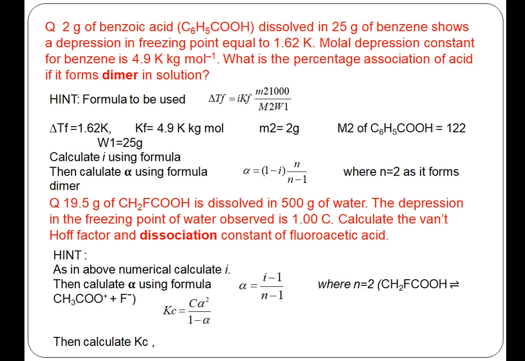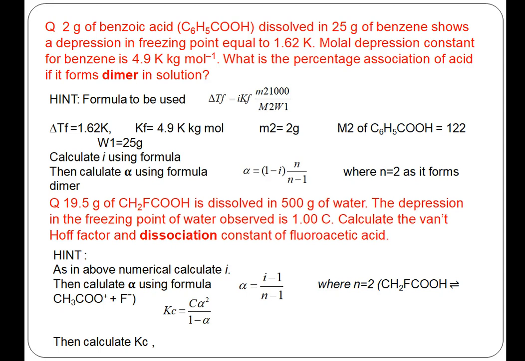First is: 2 gram of benzoic acid dissolved in 25 gram of benzene shows a depression in freezing point equal to 1.62 Kelvin. Molar depression constant is given. You are to calculate the percentage association of the acid. Now you are to use the formula with i. From the formula, you will calculate i first. And then, because the word association is written in the statement, you will calculate alpha using the formula for association of solutes. And n here you have to take to be equal to 2.